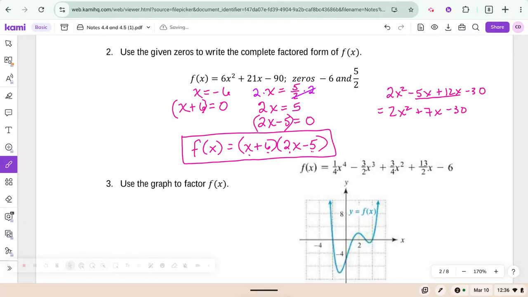Why is that not the same as my original function? How is this different from my original function? This function actually needs to be multiplied by 3. If I multiply it by 3, I will get 6x squared plus 21x minus 90. And so I need to throw in here a leading coefficient of 3. In other words, the 3 has been factored out before the factoring began.